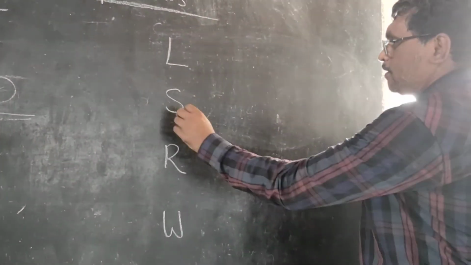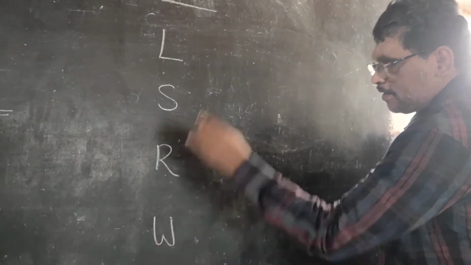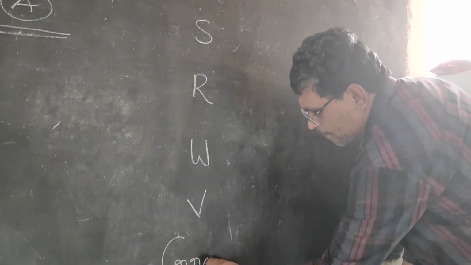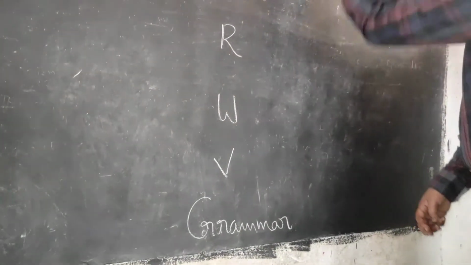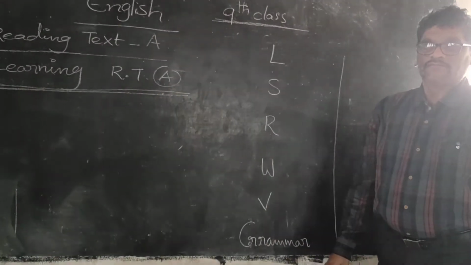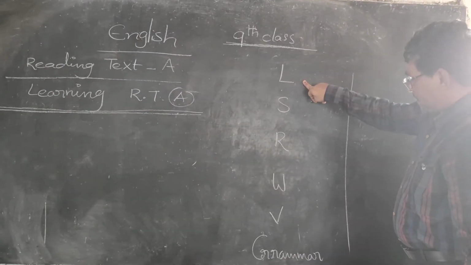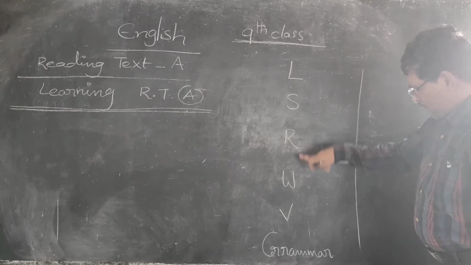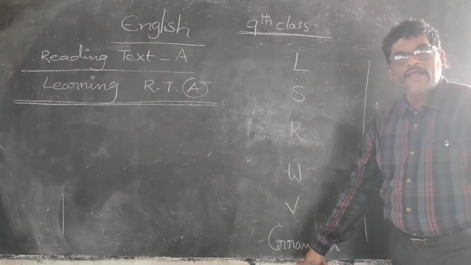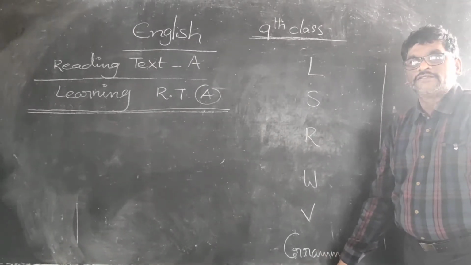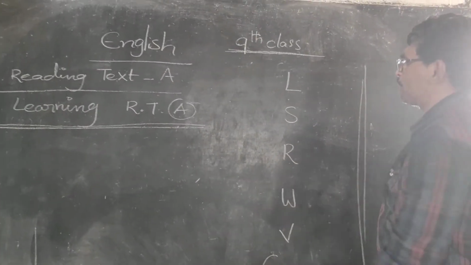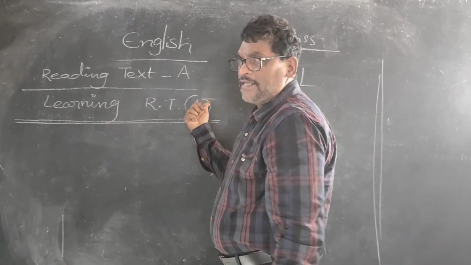Listening English, speaking English, reading English, writing English, and vocabulary and grammar. So learning any reading text A includes listening, speaking, reading, writing skills, improving our vocabulary and acquiring the skill of grammatical knowledge. All these are very important components in reading text A.